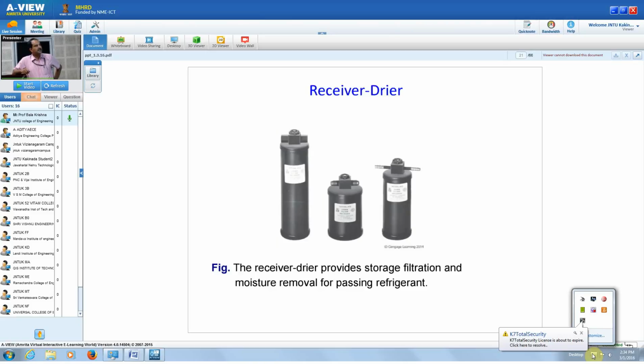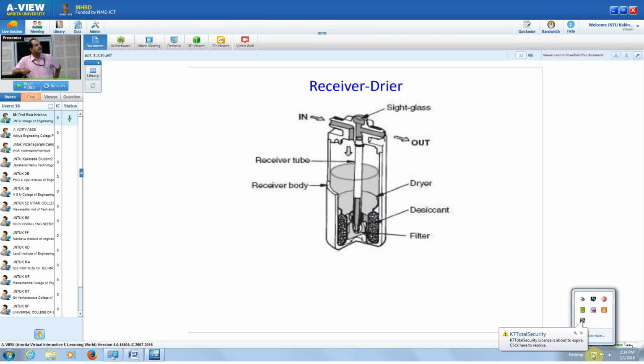Next. This is the receiver dryer, the shape. Next slide. This is also the same here. See, this is the refrigerant, the receiver tube, then the receiver body. Then here there is a filter, then the descant, dryer, and then it will be going out. So this is the dryer. If any gas particle is there in the refrigerant, it will be removed.